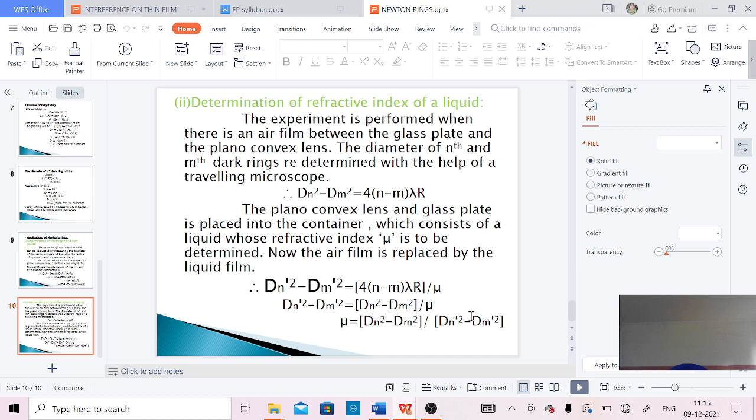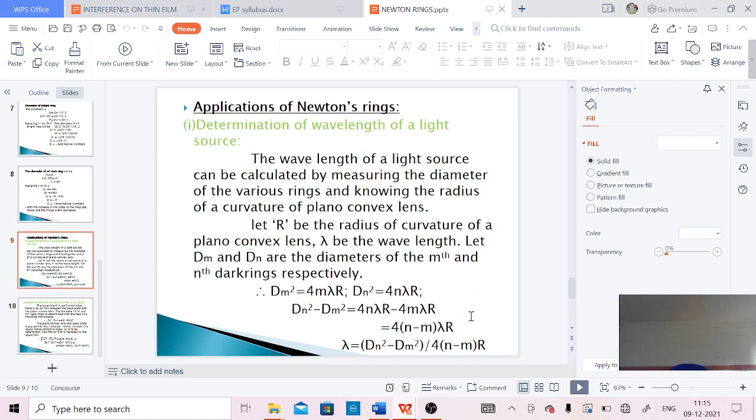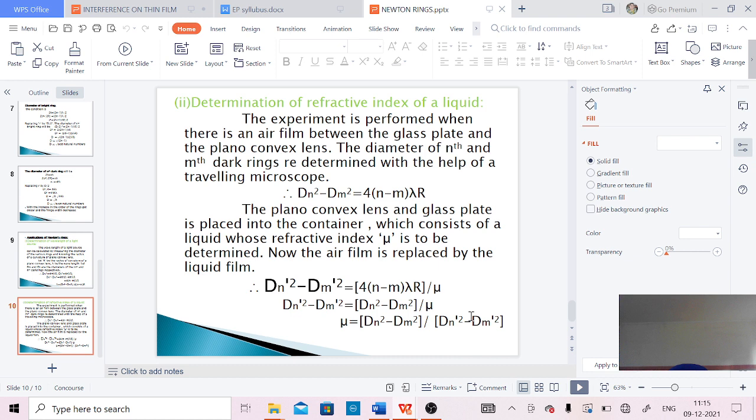Simply, this is the interference concept: interference in thin films, colors in thin films, and Newton rings, and these two applications of Newton rings, the determination of the wavelength of light, that is, the wavelength of whatever source it may be, and the determination of refractive index.